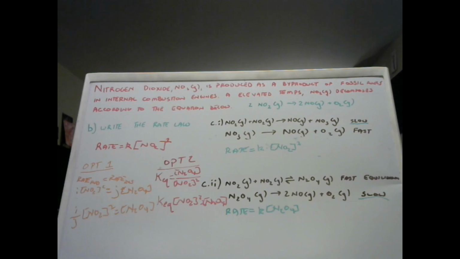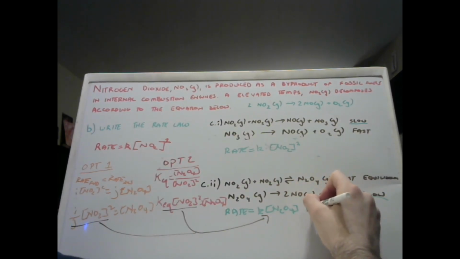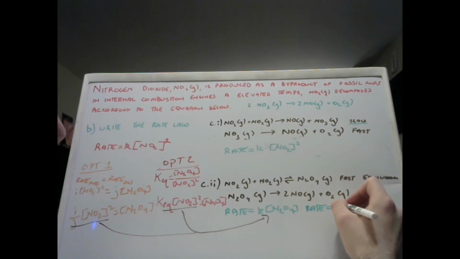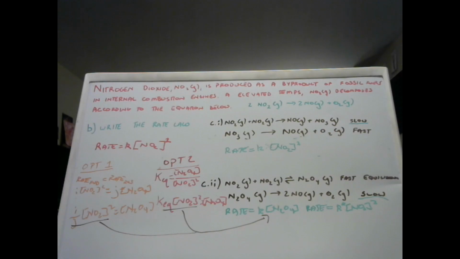pick whatever one you want, this term here or this term here, then plugs in for that N2O4, which would give us rate equals k, I'm going to put a little star next to it, [NO2] squared. And therefore it matches the rate law. There is a little trick there, however.